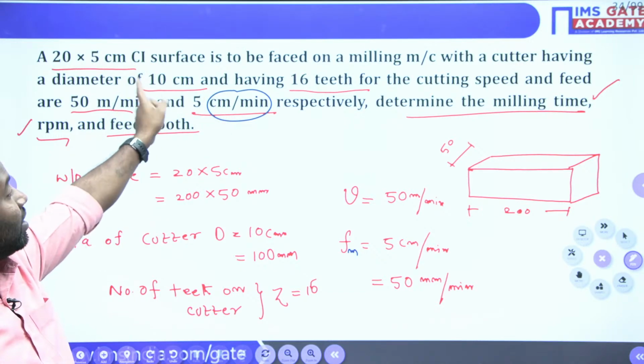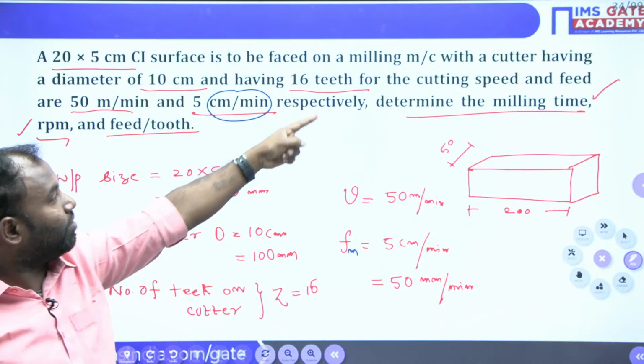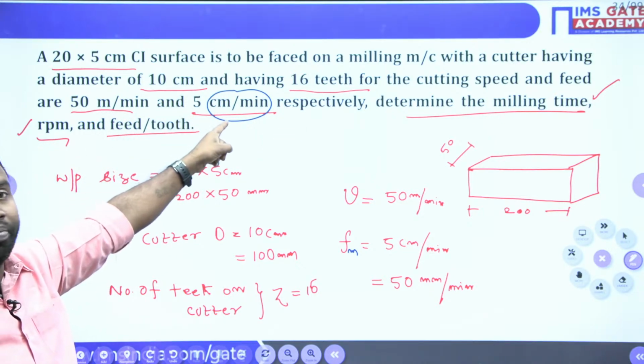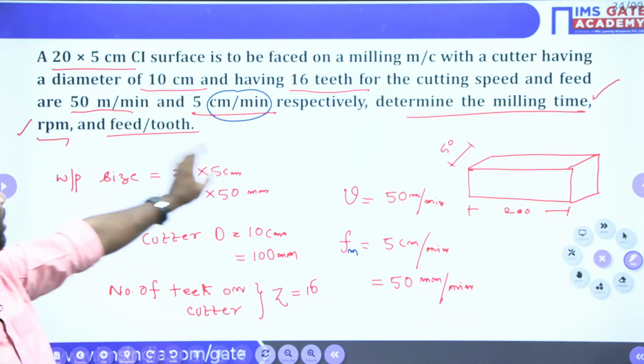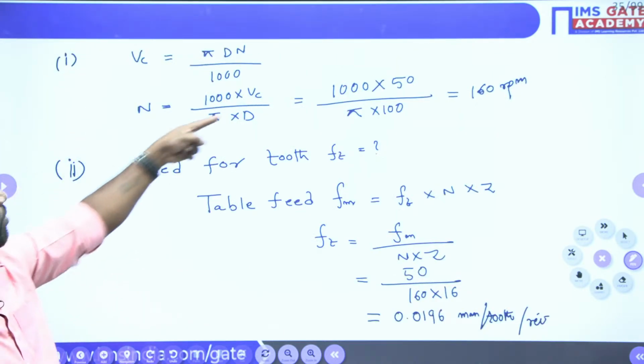Cutter diameter is given. How many teeth on the cutter is also given. Number of teeth also given, and speed is given, and also table feed is given. Now we have to find out the feed per tooth, RPM, and milling time. For feed per tooth, RPM we can calculate like this.